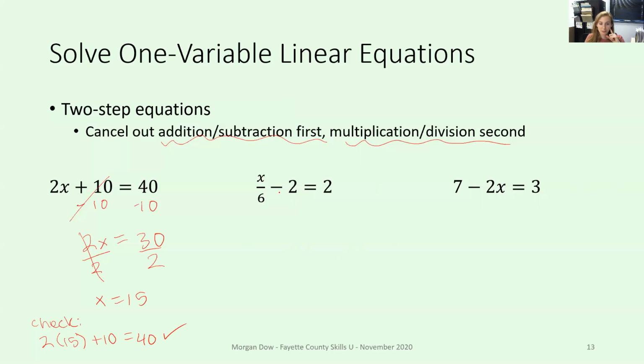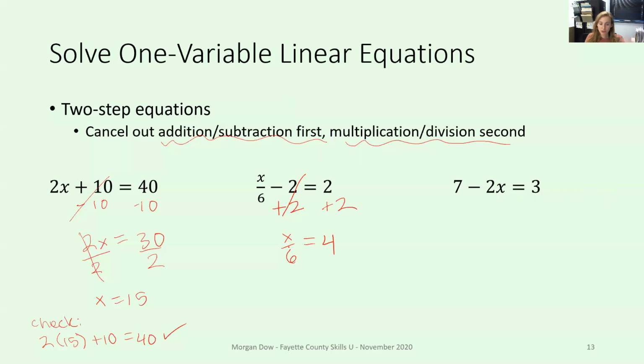All right, number 2, the second example here. X divided by 6 minus 2 equals 2. All right, well, I see division and I see subtraction. So I'm going to cancel out the subtraction first with the opposite, right? Minus 2 plus 2, those will cancel. Do the same thing to the other side. So I am left with x over 6 equals 4.